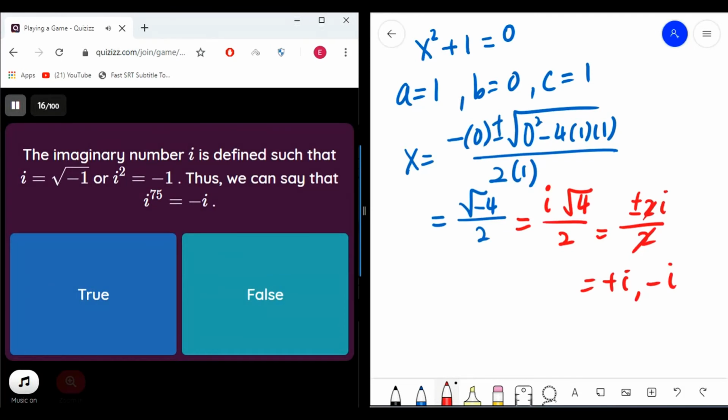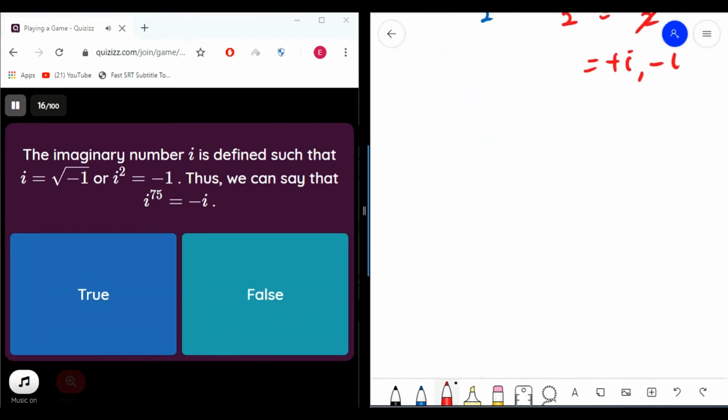Number 16. The imaginary number i is defined such that i equals square root of -1, or i squared equals negative 1. Thus, we can say that i to the 75 equals negative i. I know the number i is not in the old syllabus, but actually you can use the composite function concept to solve this question. Based on the definition, i equals square root of -1. So when we square both sides, the square and square root cancel out each other. So i squared equals negative 1.